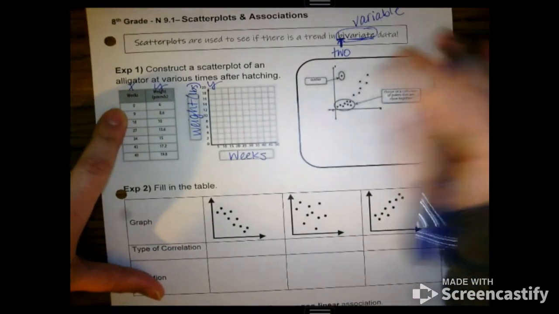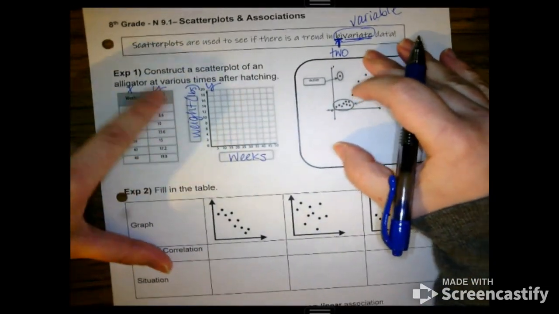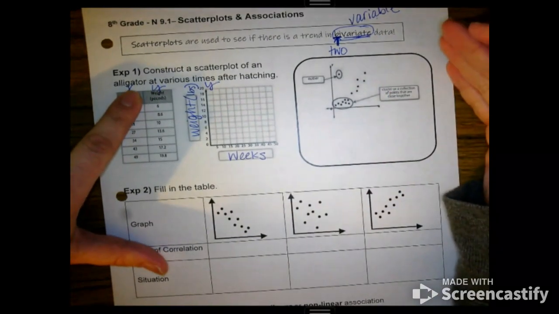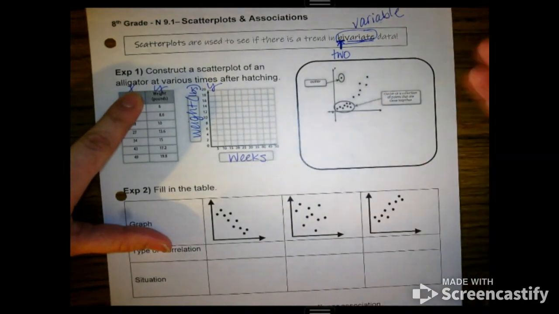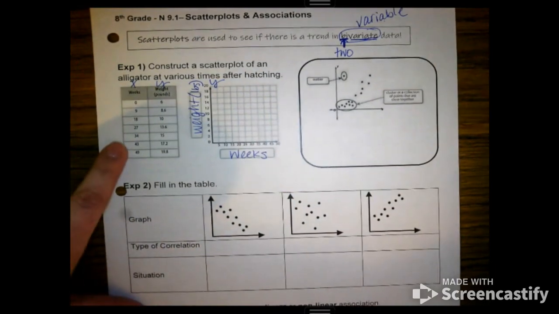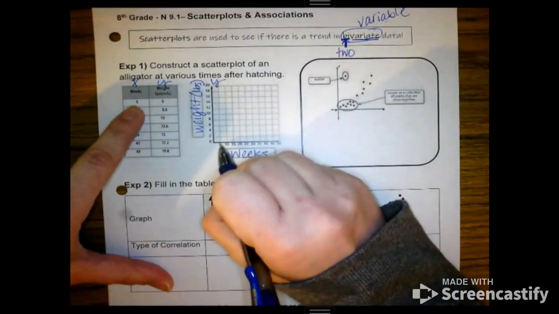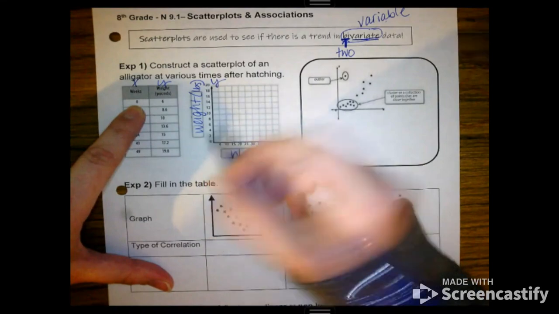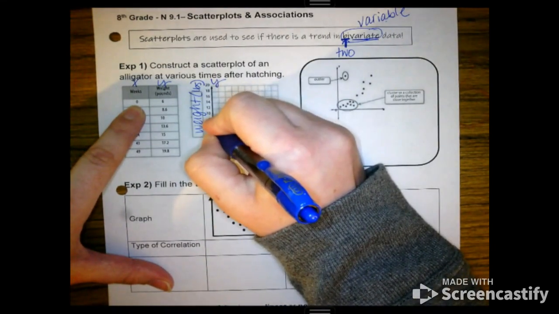All right, you will not have to construct a scatter plot on the STAR test, okay? But you will have to know how to read one. This is just making sure you would know how to graph it because you will have to eventually know how to construct one. All right, so if I'm at 0 on the X, am I going anywhere? No, so then I just go up to the 6.